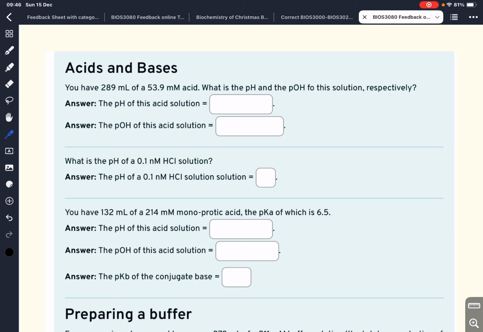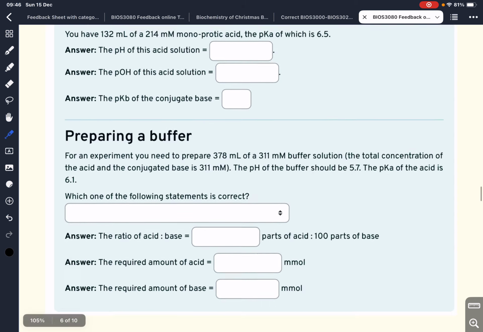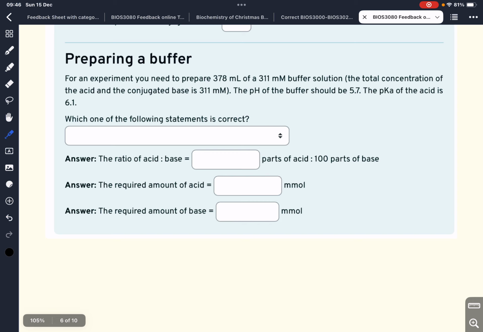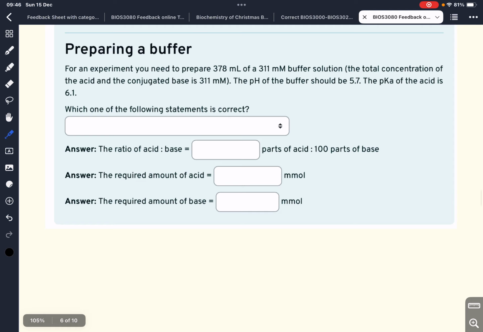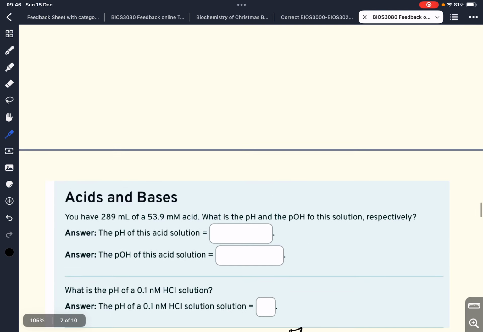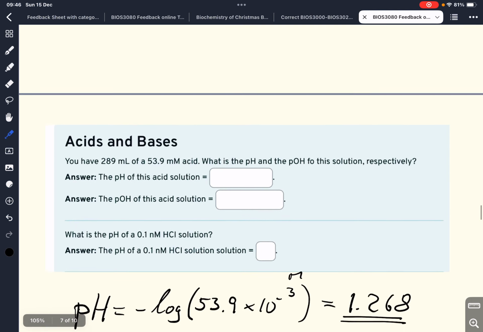So there are a couple of questions here. In the first part, we are looking at acids and bases and calculating pH and pOH and maybe also pKb. And in the second part, we are looking at how we prepare a buffer for an experiment. So let's go to the first experiment.